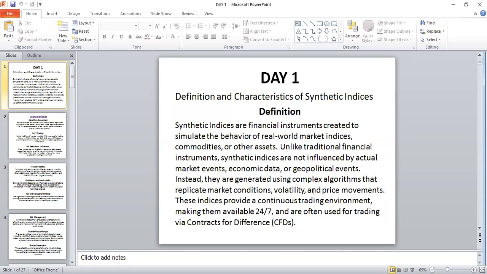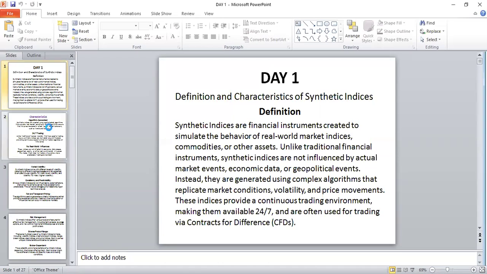Why? Because they are specially designed by complex algorithms. That's why they are said to be generated using complex algorithms that replicate market conditions. These designs were made such that they can imitate the real market condition.